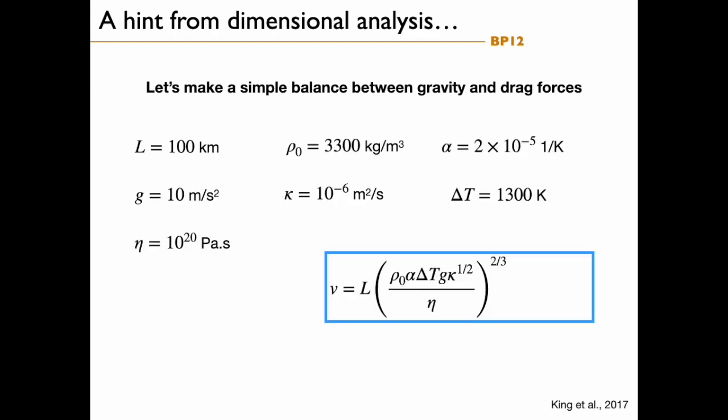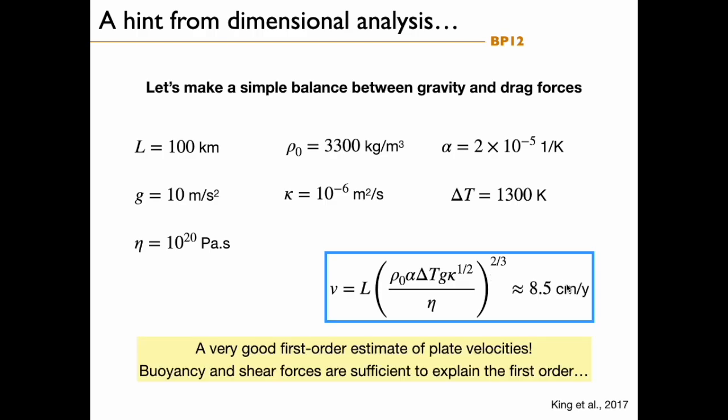One last thing to do is to plug in reasonable numbers for all of these quantities and solve for the plate velocity. And you will see that if you remain in a range of realistic numbers, you can obtain plate velocities on the order of 10 centimeters per year. So this scaling approach from dimensional analysis is a very good first order estimate of plate velocities. It also means that buoyancy and shear forces will be sufficient to explain at first order the plate velocities.